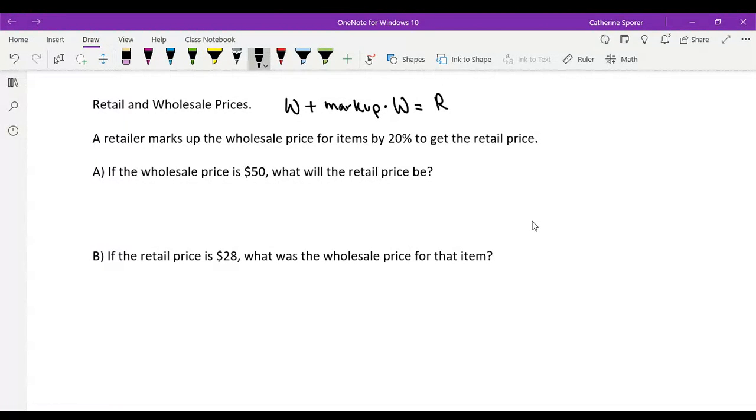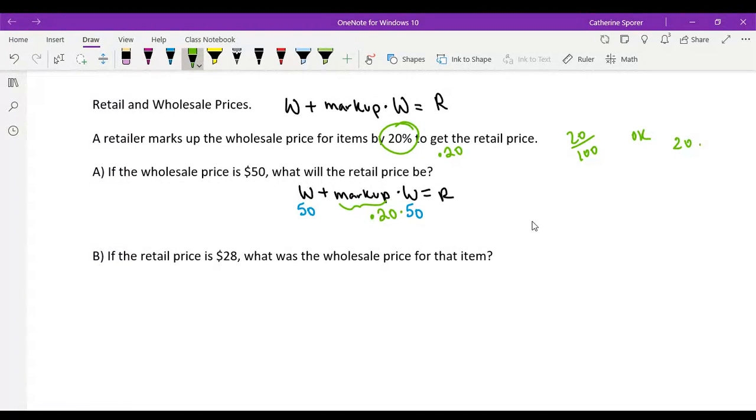So if the wholesale price is $50, then in that equation, we would put $50 for wholesale each time. And then the markup for this situation is 20% for this particular retailer. As a decimal, that's 0.20. So for the markup, we're going to put 0.20. We get that by dividing the percentage by 100 or by moving the decimal place twice to the left. That's how we get the 0.20.